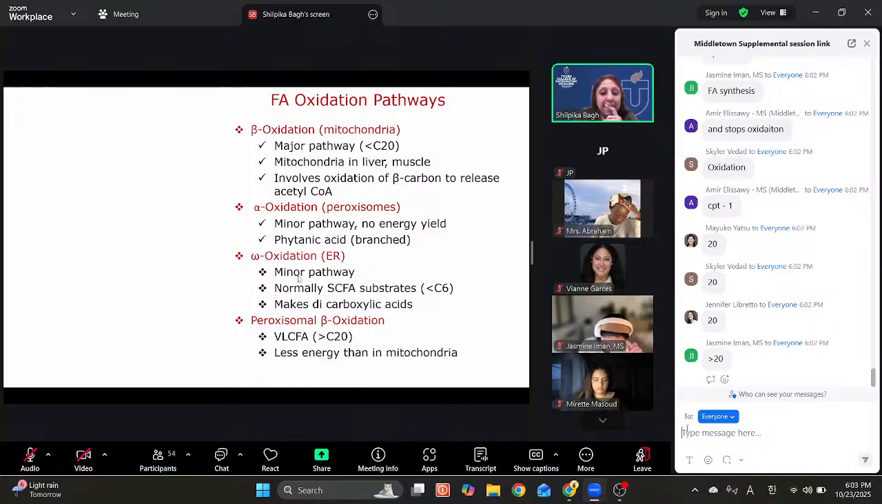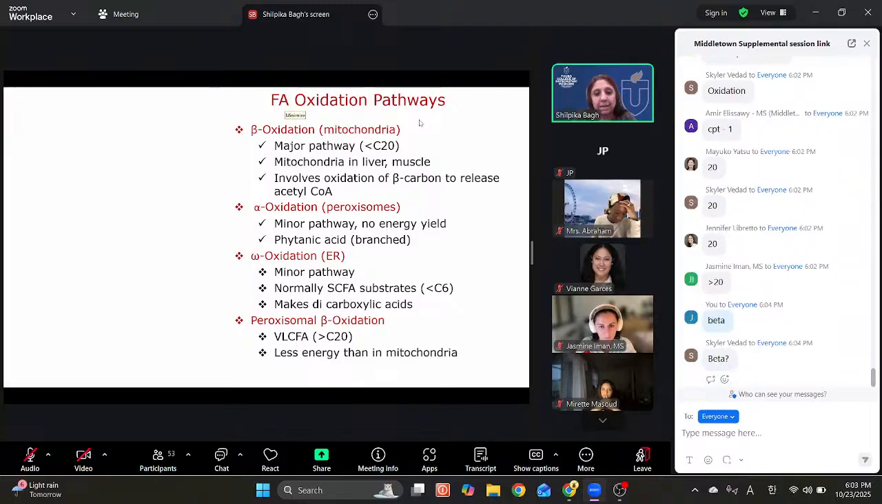What is omega? I will tell you what omega is. Omega is always turned on when the major fatty acid oxidation is missing. So which is the major oxidation out of all these: alpha, beta, omega, or peroxisomes? Beta. When beta is missing, omega increases, but omega is for short chain.